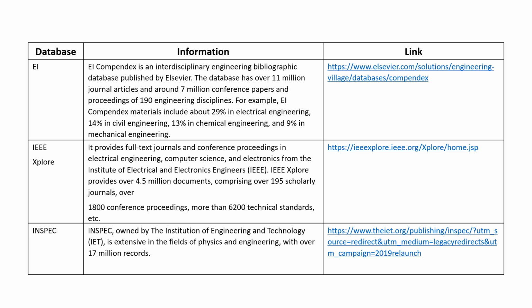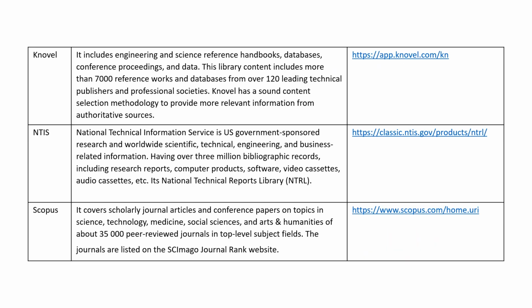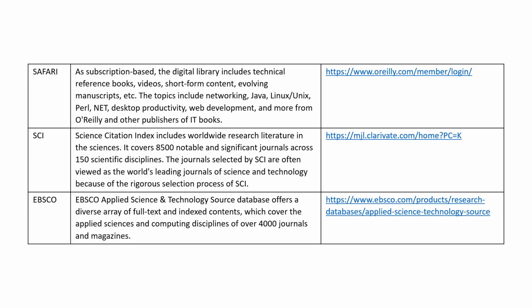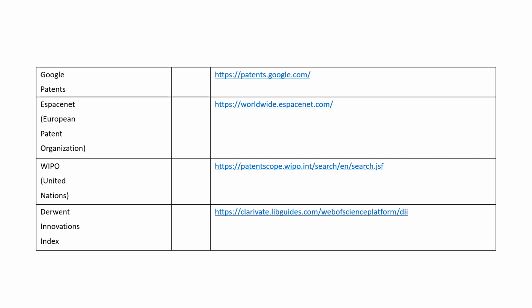We also have IEEE Xplore, INSPEC, Knovel, NCIS, Scopus, ASCE Library, NTRS, ProQuest, SAE Mobilus, Safari, SAE, EBSCO. You can also use Google Scholar, Google Patents, and for patents, you can use FastNet, WIPO, Derwent Innovation Index. So I highly recommend these sources for your literature review. So that's step number 2.